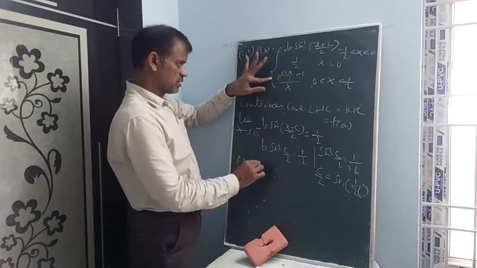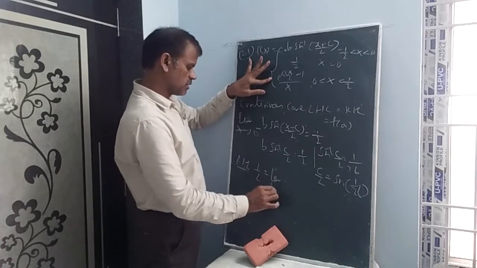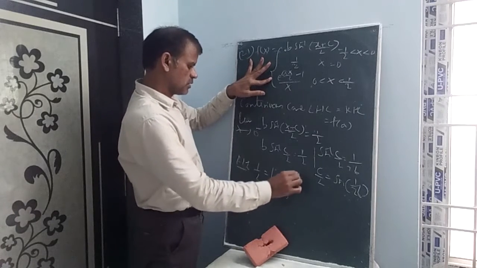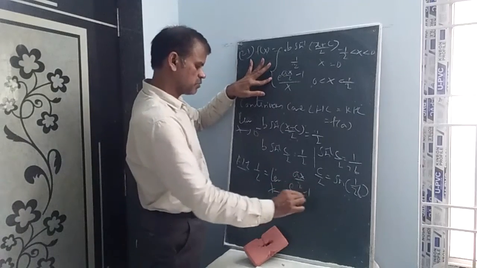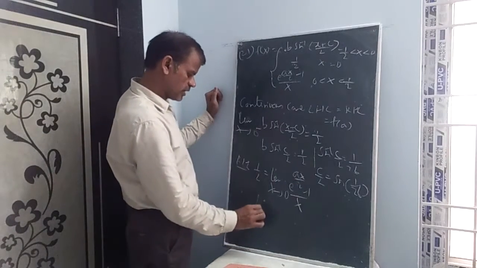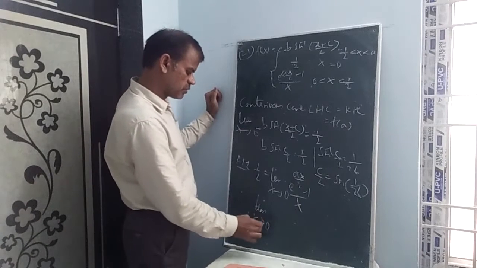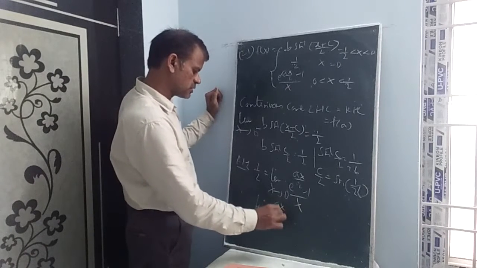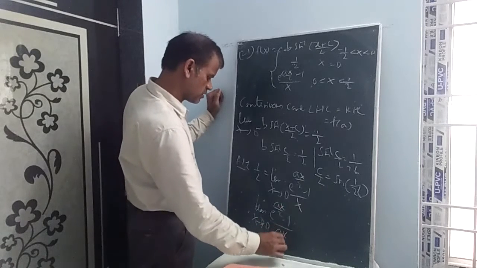RHL, let us consider. 1 by 2 is equal to limit x tends to 0, (e power ax by 2 minus 1) whole by x. We know the formula, limit x tends to 0, (e power y minus 1) by y equal to 1. So whatever the value exists in the numerator, the denominator also should have it.